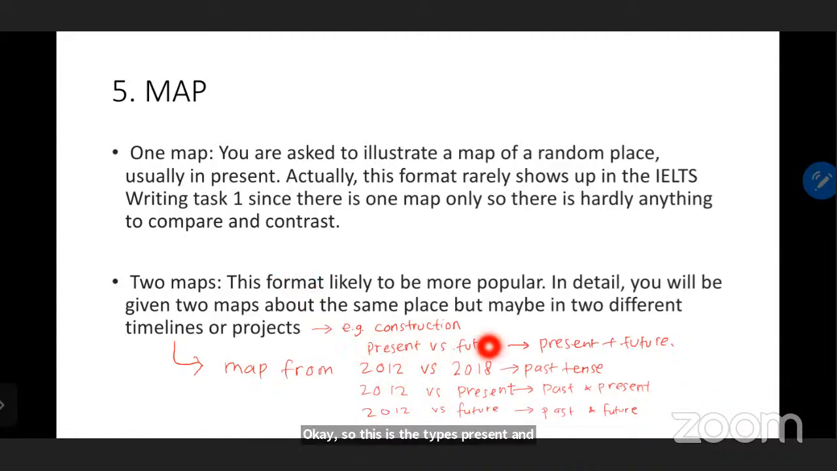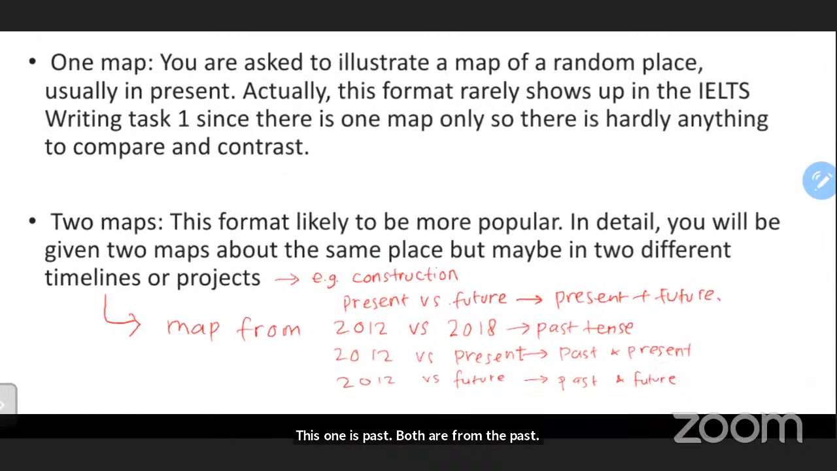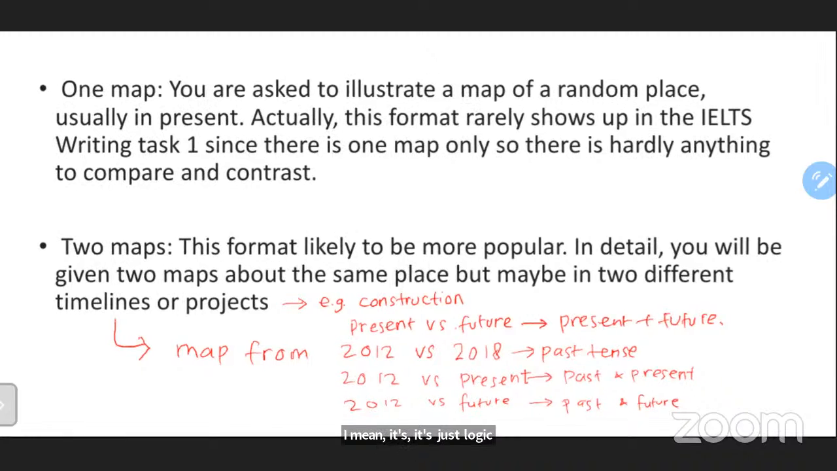Present and future. This one is past. Both are from the past. And the third one, 2012 and present, means past and present. 2012 and future, past and future. So what I mean here is the time of the map, and then here are the tenses that you're gonna use. I mean, it's just logic, basically.